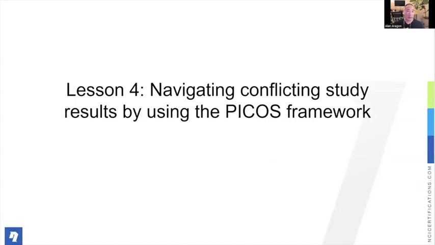And that concludes lesson 3. So next up, we're going to look at navigating conflicting study results by using the PICOS framework. See you then when you're ready.